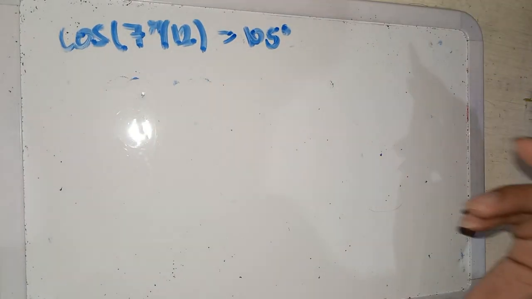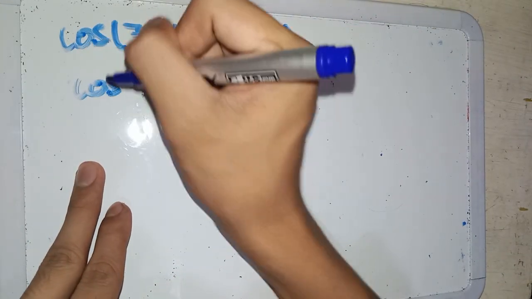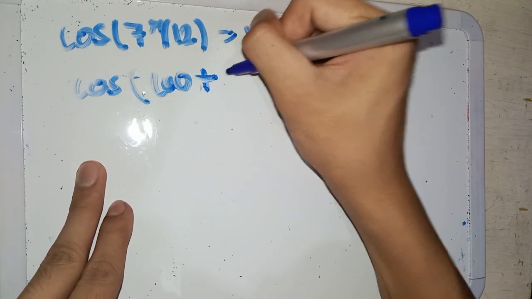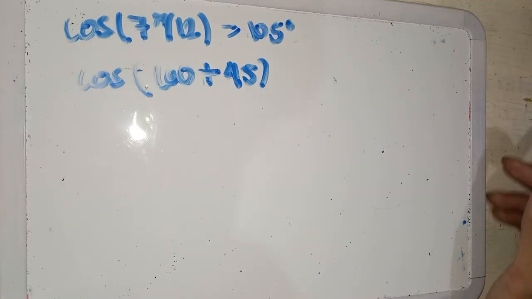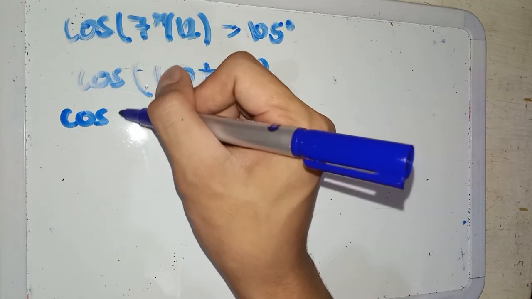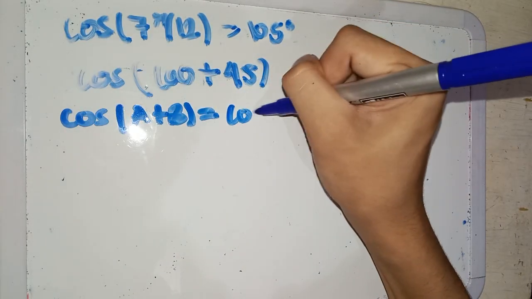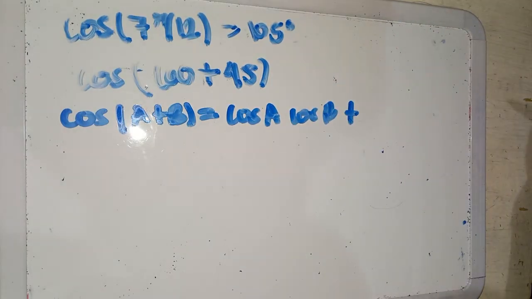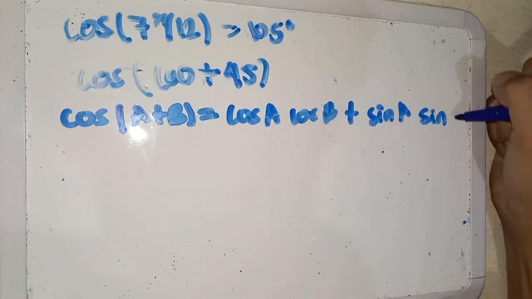So, the sum of two common angles is 45 and 60. So, cosine of 60 plus 45. So, the next step, we need to use the formula cosine A plus B is equal to cosine A cosine B plus sine A sine B.